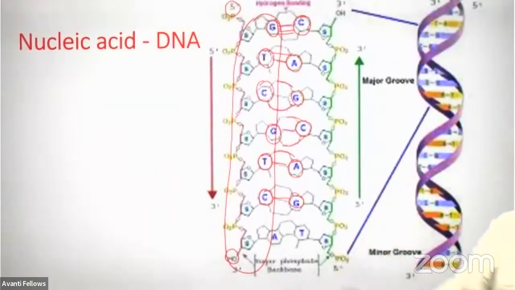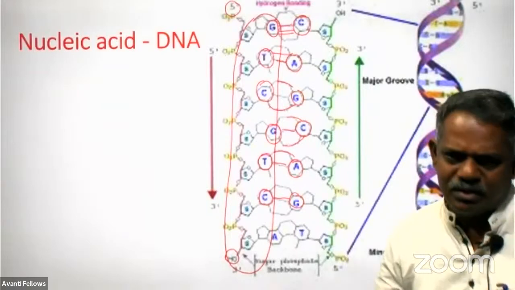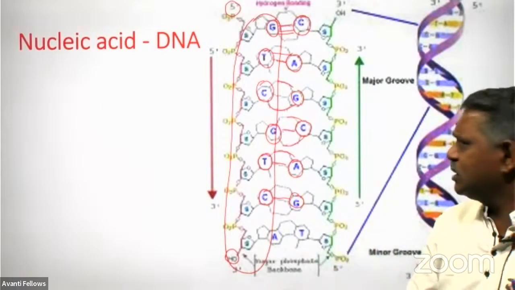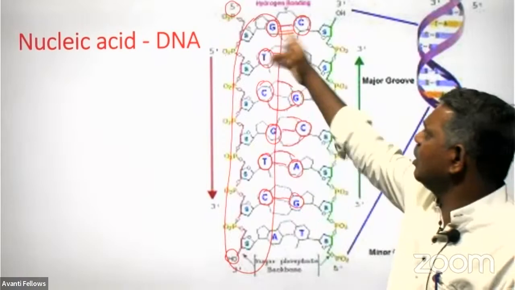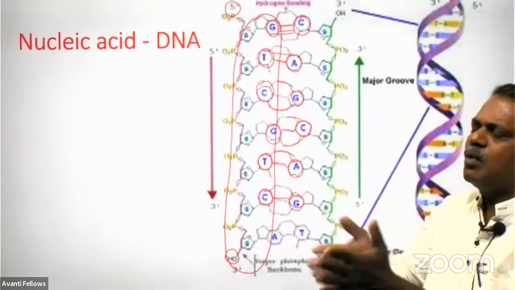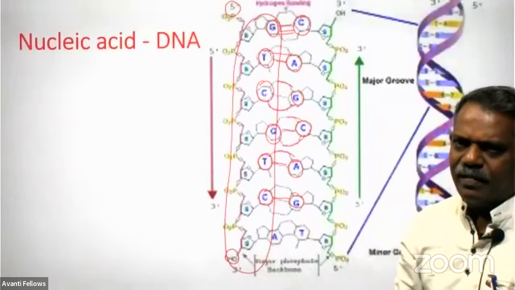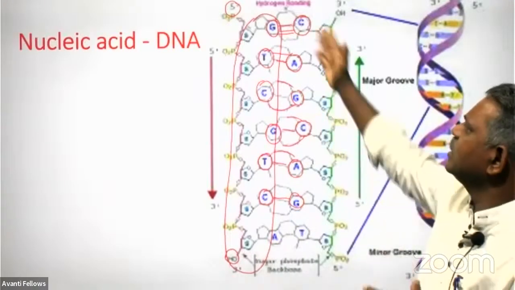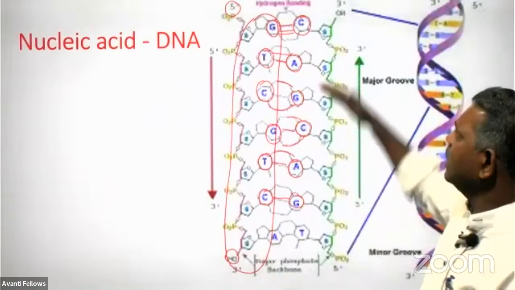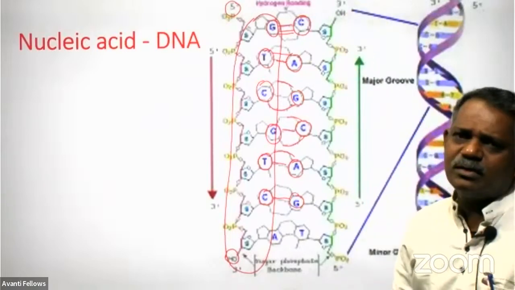And this is only because of the anti-parallel arrangement. And it is complementary. Complementary means what? Guanine always comes close to cytosine, and thymine comes close to adenine. Adenine cannot connect with guanine. Adenine cannot connect with cytosine.